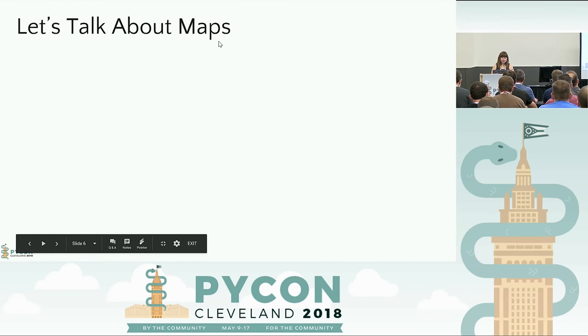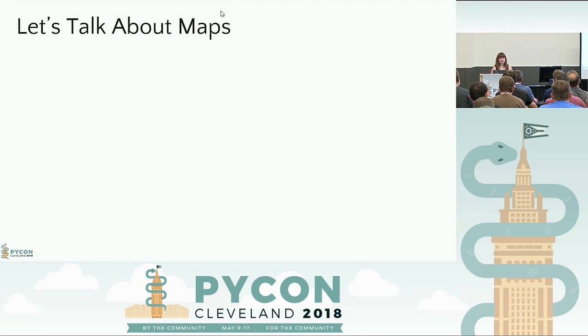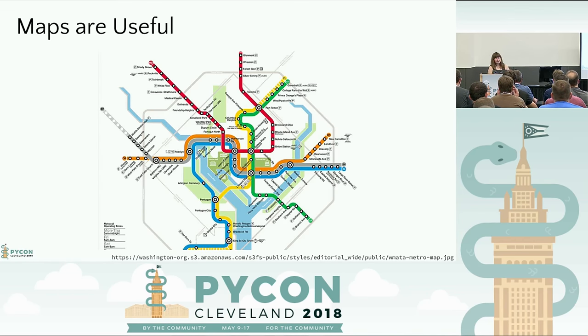Okay, so let's get started on my talk. Let's talk about maps. Maps are cool. Maps are useful. We see maps all over the place, a quick way to visualize information, to visualize a system, like a metro system, for example. You really couldn't understand it that quickly any other way other than looking at a map.